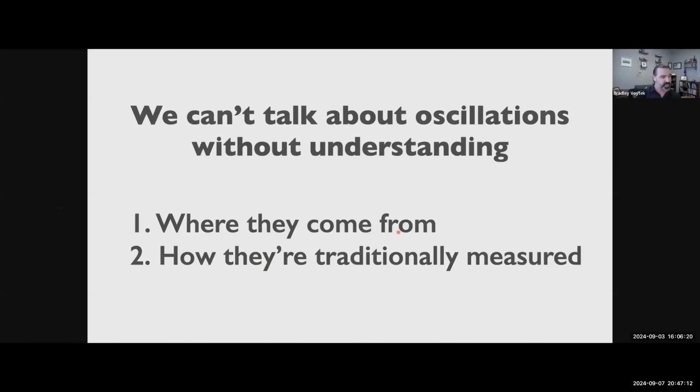And so in my lab, we take this view that we can't really talk about oscillations without first, one, understanding where they come from, and two, how they're traditionally measured. I don't have time in this talk to talk about where oscillations come from, but we have a lot of collaborations with folks in animal research and cell molecular biology, including Alison Muotri here at UC San Diego, who develops human induced pluripotent stem cell-derived cortical organoids.